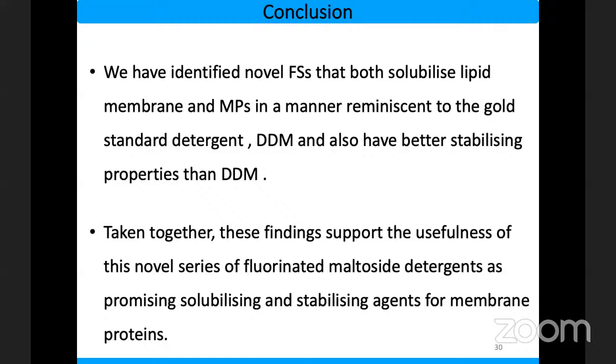Yeah. So some of these compounds, in some aspects, perform better, but you don't have one efficient compound that will do all and have the best properties for all, better than DDM. So in some aspects, they perform better than DDM, and in some aspects, DDM performs better than them. So that's what we are saying.